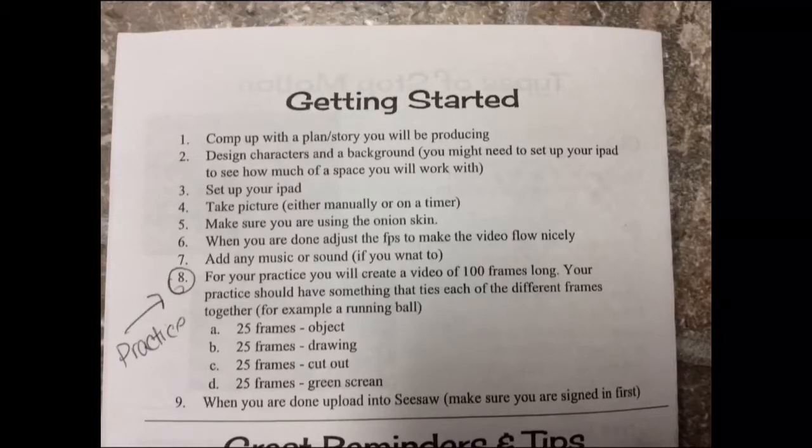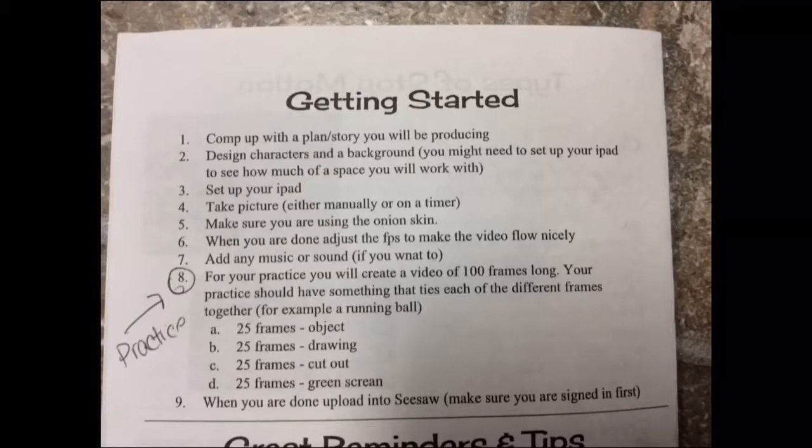For your practice, this is what it is. It's going to be 100 frames, 100 pictures. That's not a lot because we're actually going to break it down. 50 of them I want to be object, 50 of them I want to be drawing, 50 of them I want to be the cutout, and 50 I want you to do a green screen. You may have the same image or character that goes through each one of them. That actually is kind of neat. But try to make them flow from one to the next.